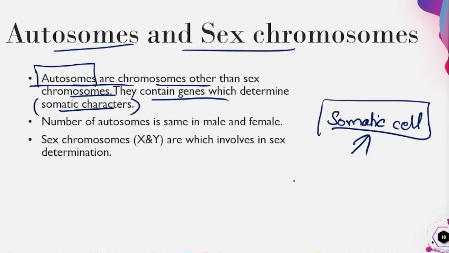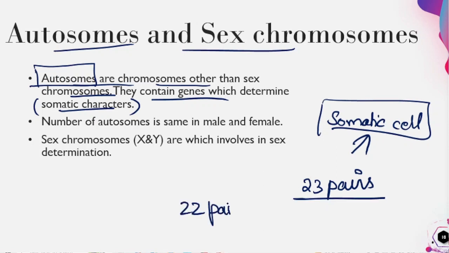How many pairs of chromosomes does a human have? 23 pairs of chromosomes. Out of the 23 pairs, 22 pairs are autosomes, and one pair is the sex chromosome. Sex chromosome.